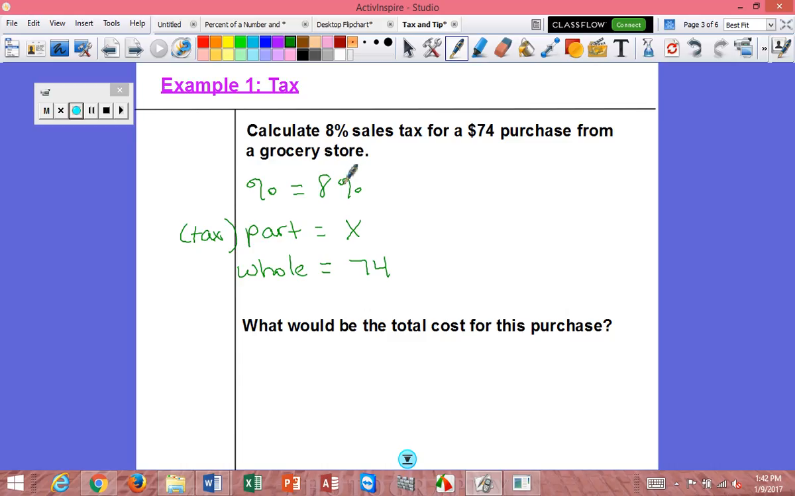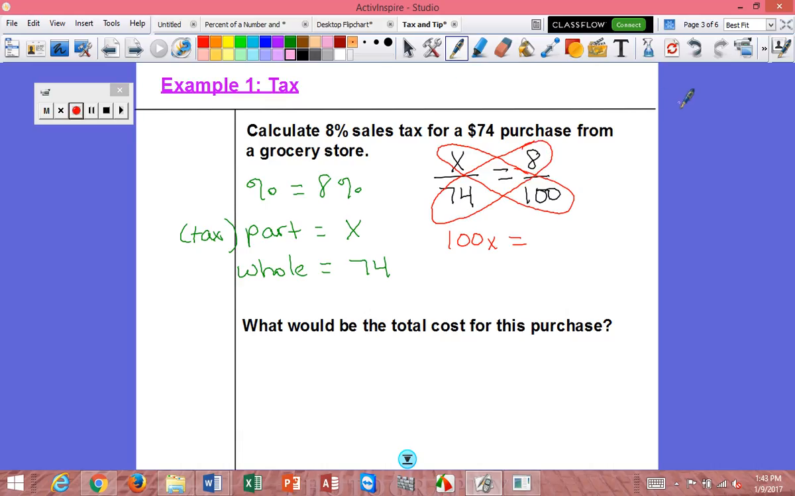Now I want to estimate. We're finding 8% of 74. With tax, normally it's just adding on a small amount to your total, so I'm going to estimate that we'll have a dollar amount that's a lot lower than 74. Let's set up a proportion. We have the part over the whole equals the percent over 100. Now we're going to cross multiply. That would be 100x equals 74 times 8, and I'm going to come over to the side to work that out.